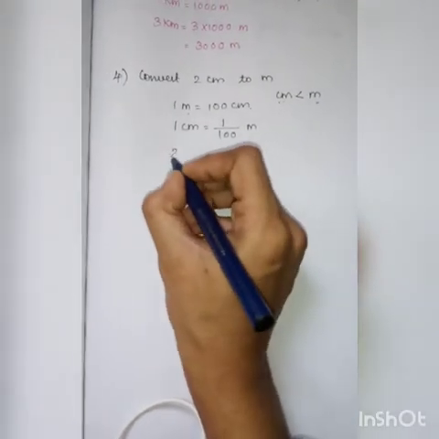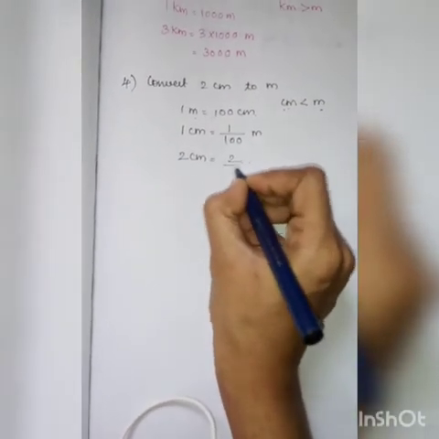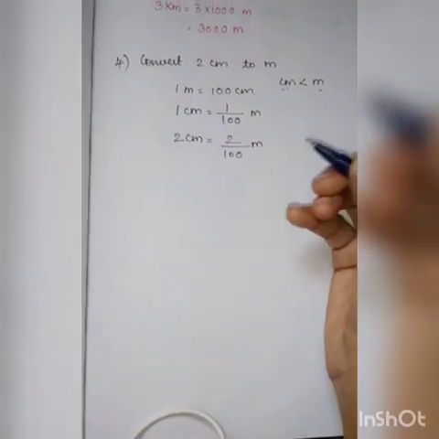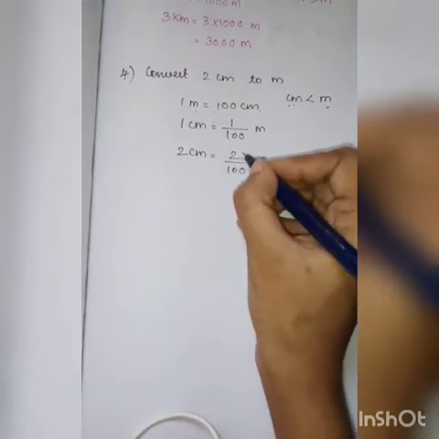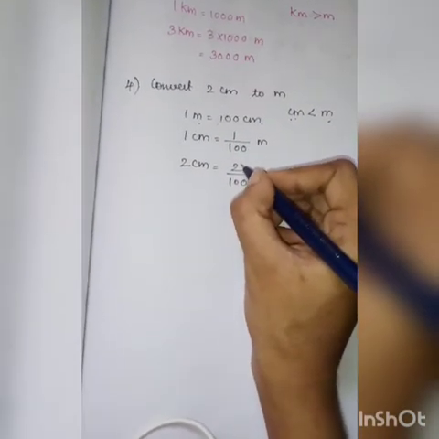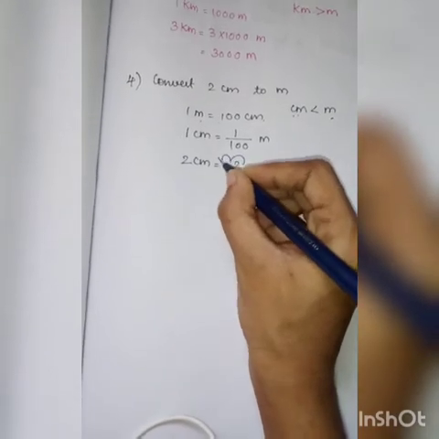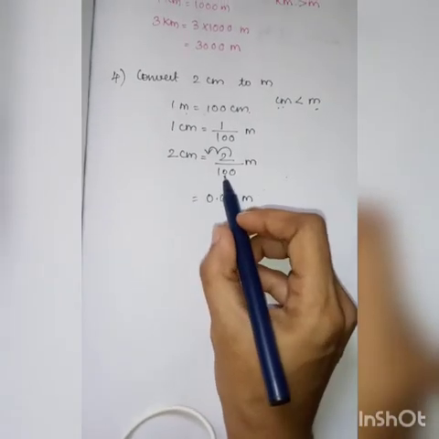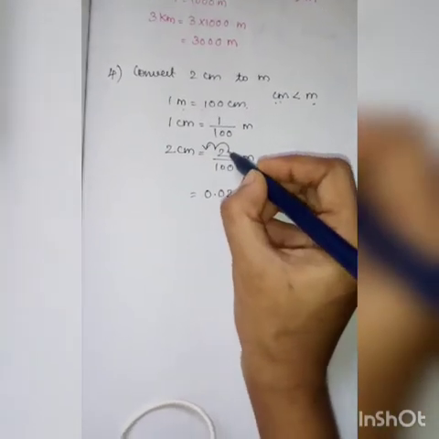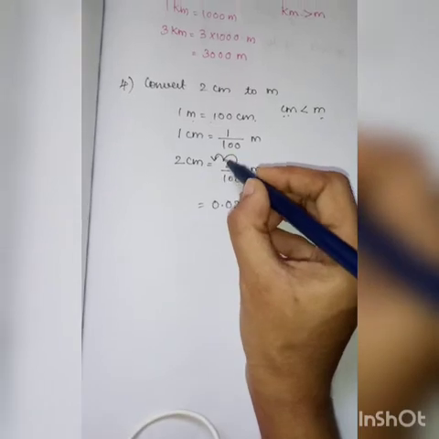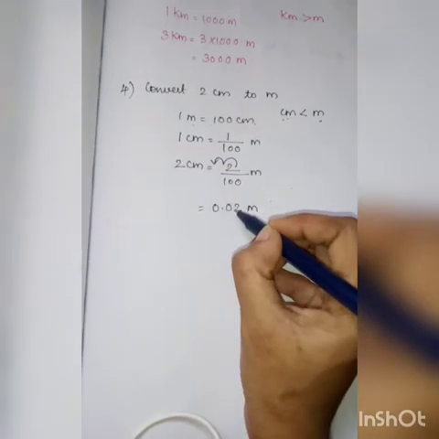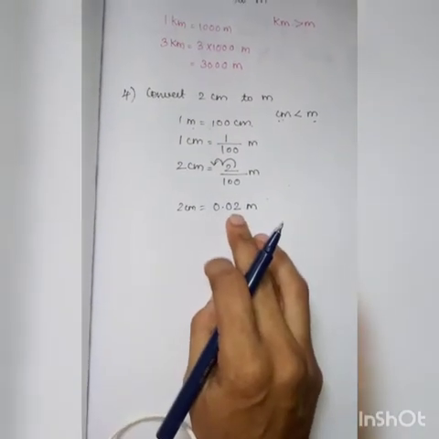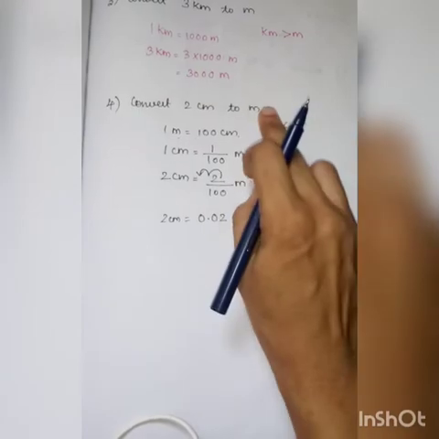So what is the question? 2 centimeter. So 2 divided by 100 meter. By decimal point, since there are two zeros, you will shift the decimal point 2 times. 1, 2, right? So 0.02 meter. So this 2 centimeter value is 0.02 meter.